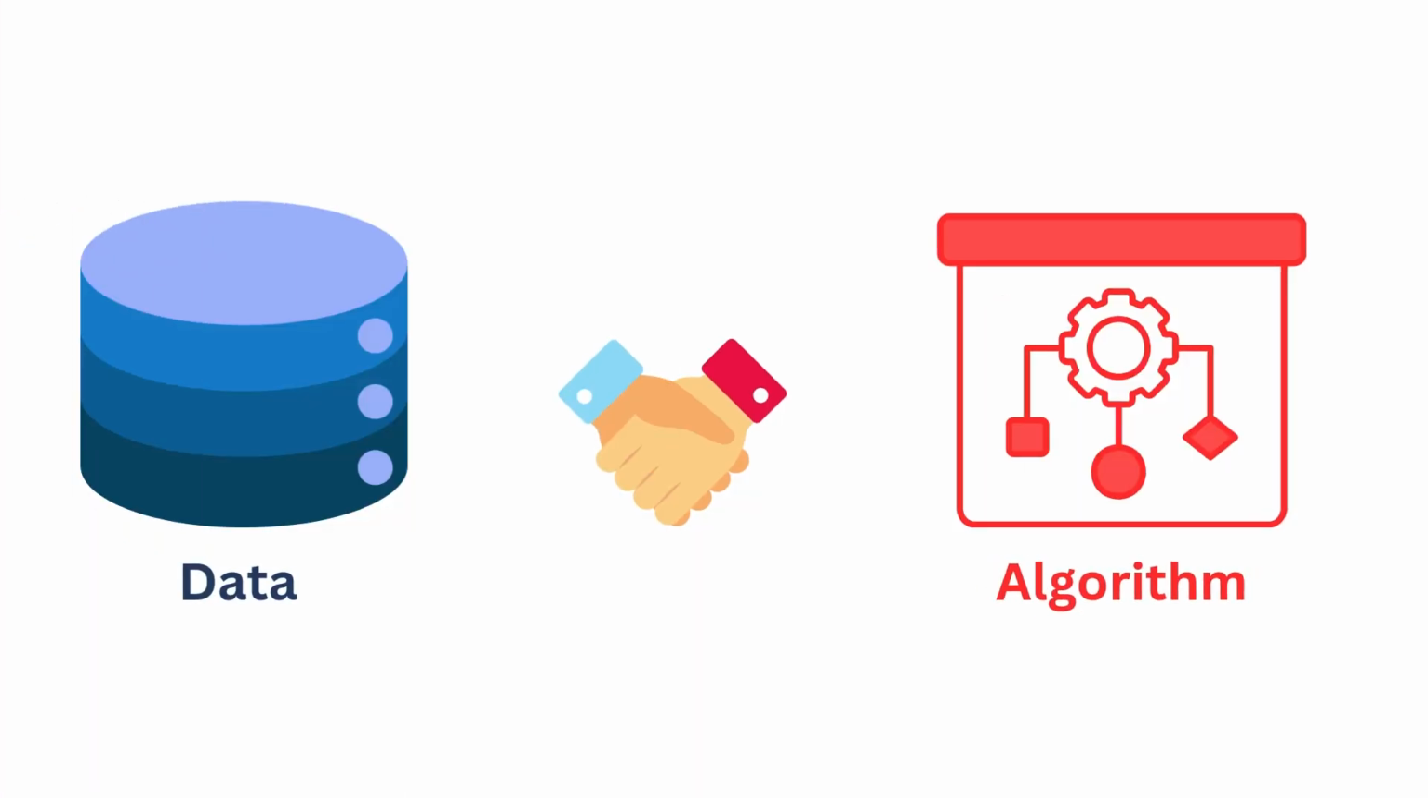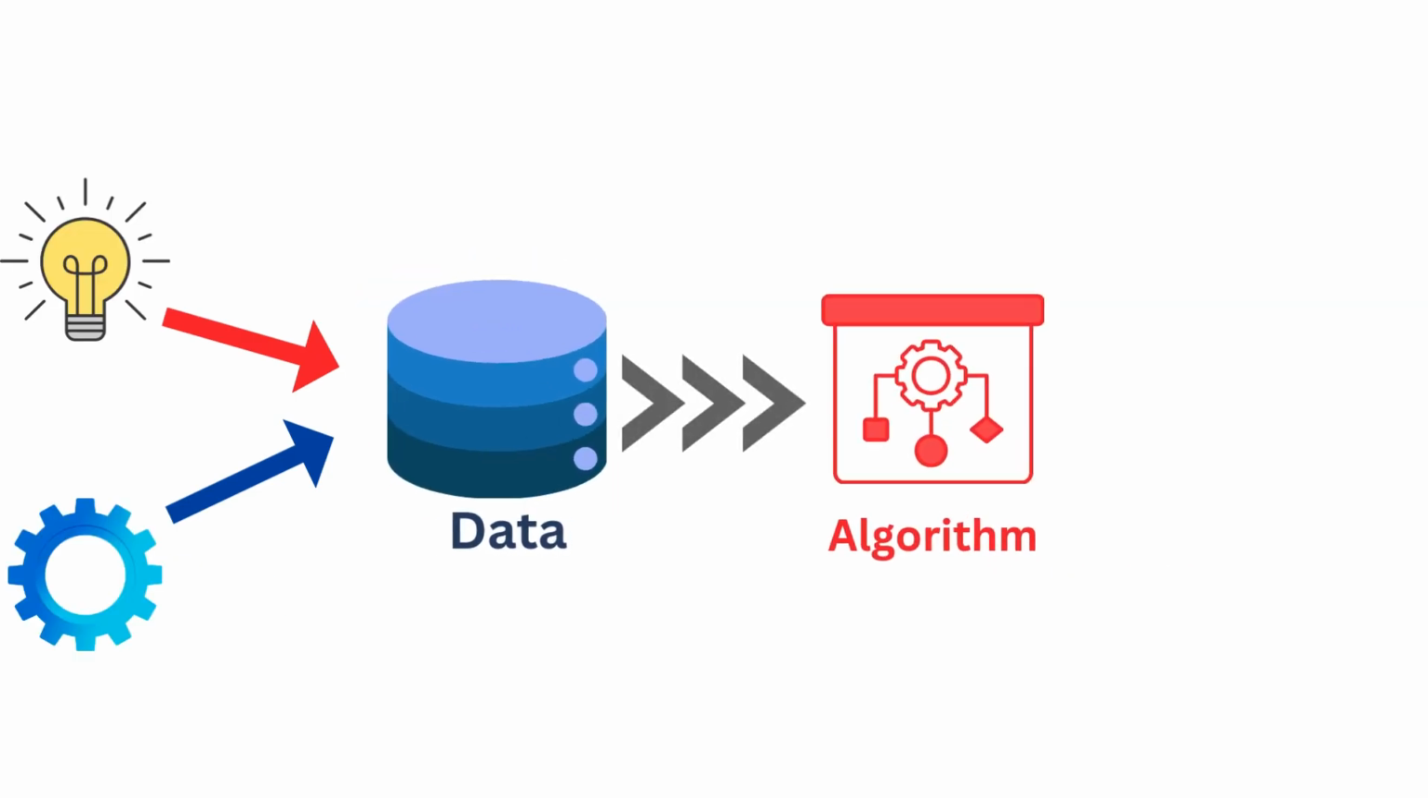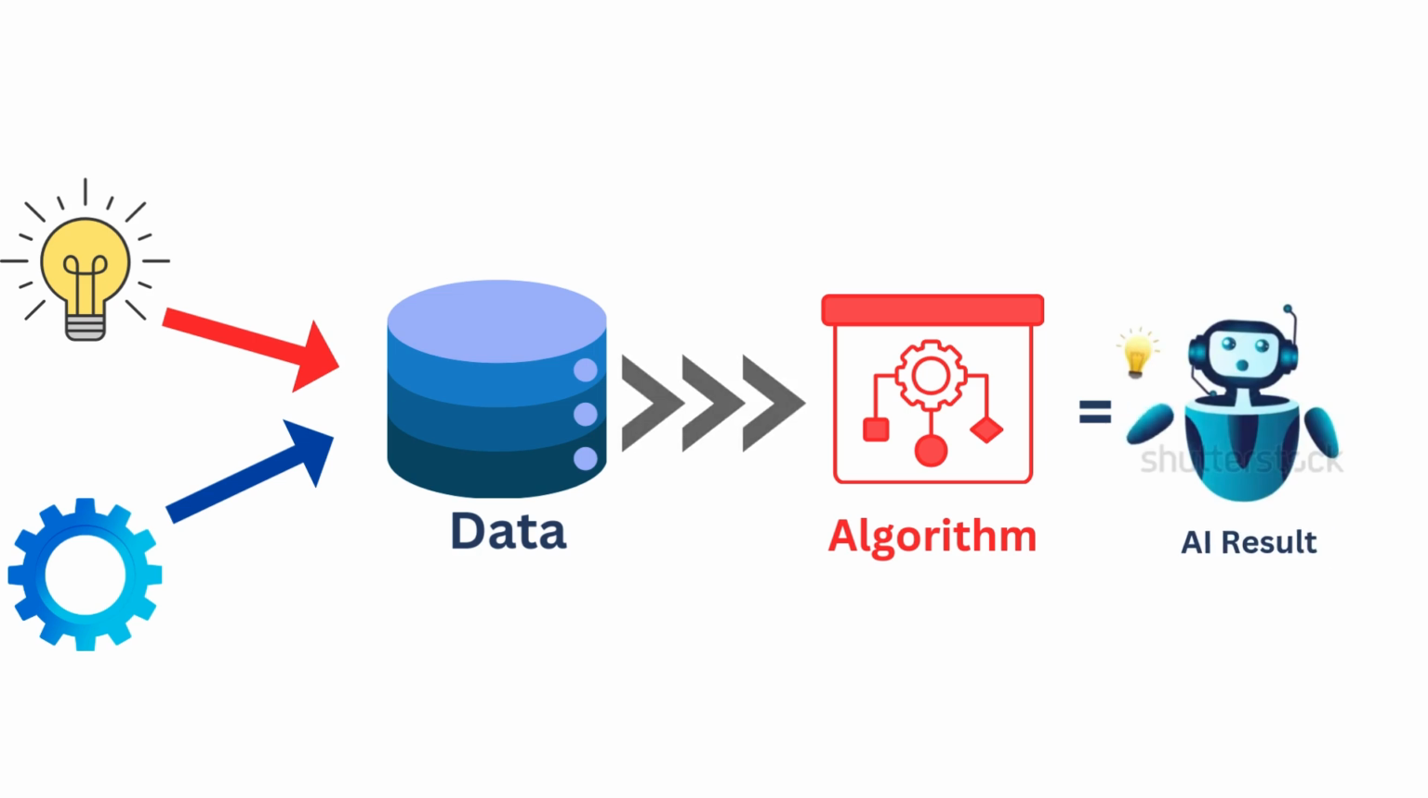How algorithms and data work together in AI. AI collects data, like pictures, sounds, and numbers. Then that data passes to an algorithm, which processes the data and finds patterns. And finally, AI makes decisions based on what it learned, and gives the output as we want.